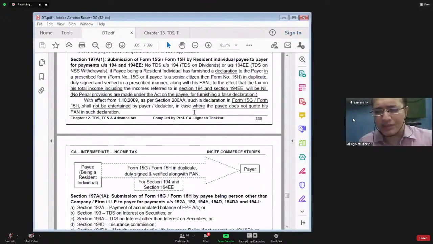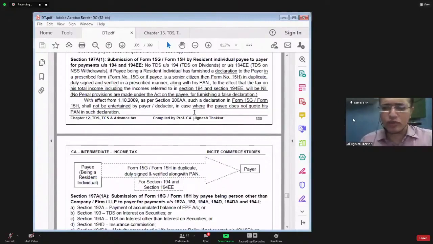But can you imagine a situation of bank interest? Lakhs and lakhs of people might have deposited money in their bank account in the form of fixed deposits. Bank might be deducting TDS in every case wherever the amount of interest is more than 40,000, 50,000. And a lot of senior citizens, they are retired, they have kept bank FD and they are getting interest.